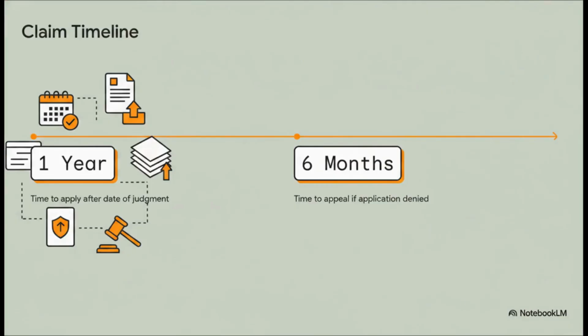Okay, let's break down exactly what each piece of this little puzzle actually means. Now, what's really interesting about this slide is how strictly these deadlines govern the victim's timeline. The 1 year part refers to the time a victim has to apply to receive payment after the date of the judgment or restitution order. You have exactly 1 year to get that paperwork submitted. No exceptions. Now, if for some reason that application gets denied, well, that's when the 6 months kicks in. That is the exact window of time the victim has to appeal that denial decision.